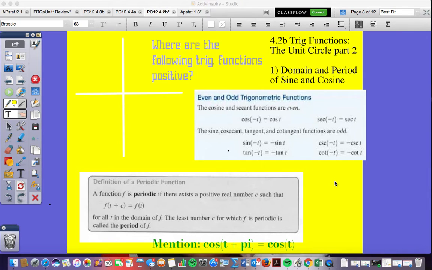Now, question. Have y'all ever seen these definitions? Yeah, figured as much. This is probably the first new thing that you're going to learn from Algebra 3 to Pre-Cal 12. These are called even and odd trig functions. I would get these 6 down. Even and odd trig functions. And I'm going to show you why they are what they are.